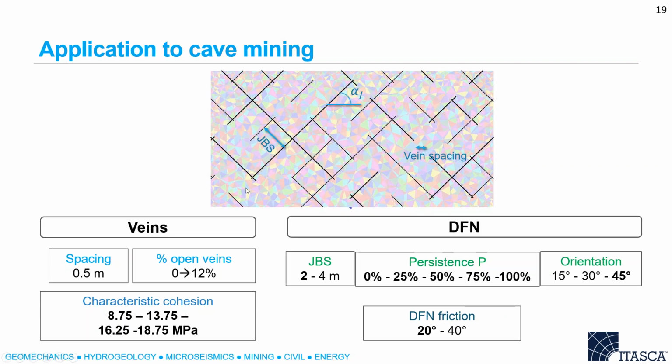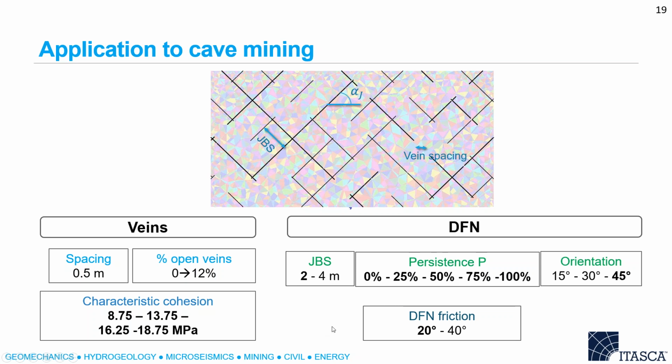This is a zoom on our BBM sample. So we have bonded blocks with a spacing of 0.5 meters. And on top of this, we have a very simple discrete fracture network with spacing which is named here joint block spacing. And these fractures are characterized by a certain persistence.